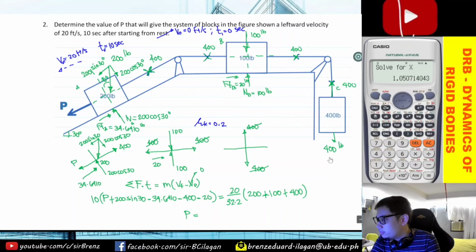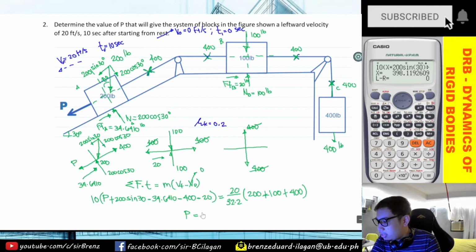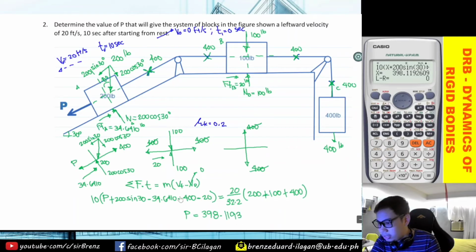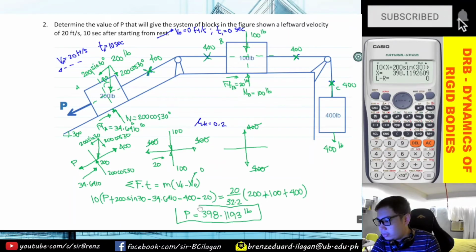Then shift solve. So lagyan lang natin ng any positive value. So the answer here is 398.1193. So this is in pounds. Okay? So this is the final answer for problem number 2.